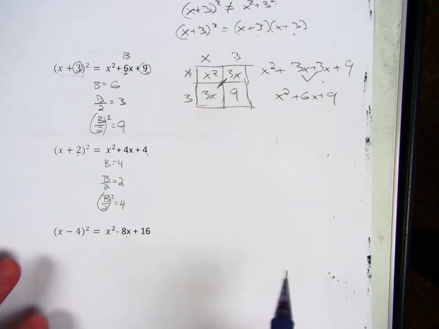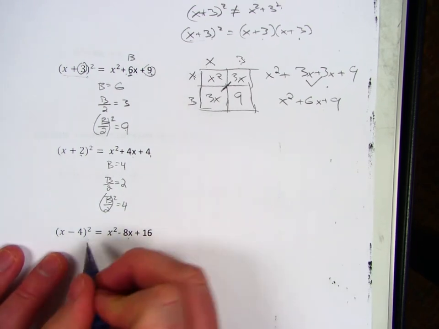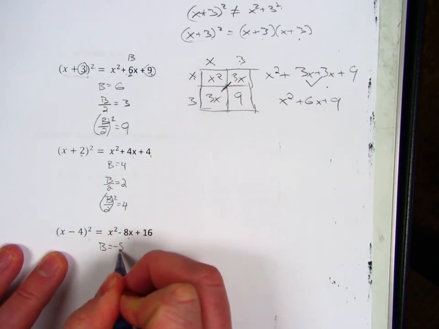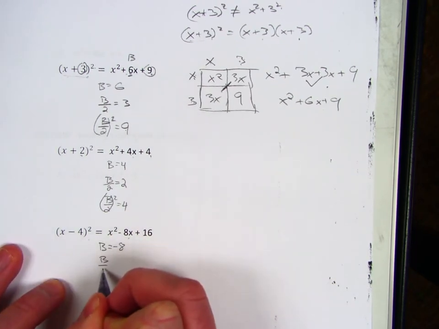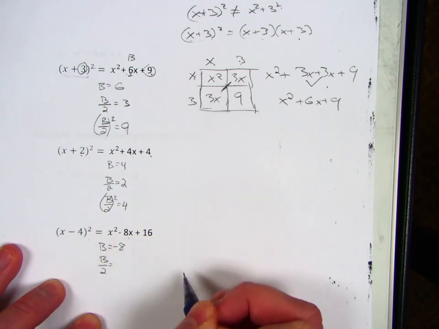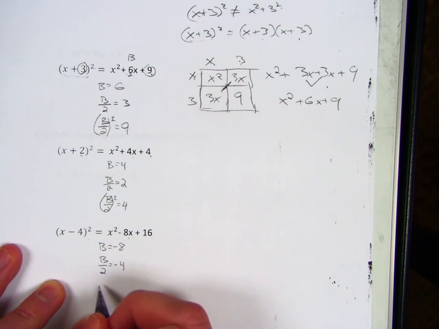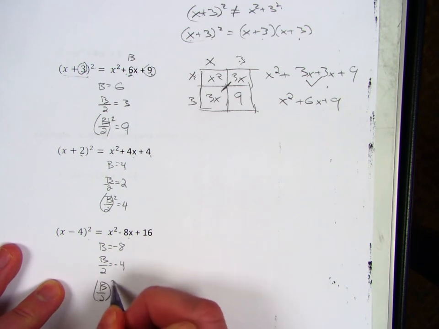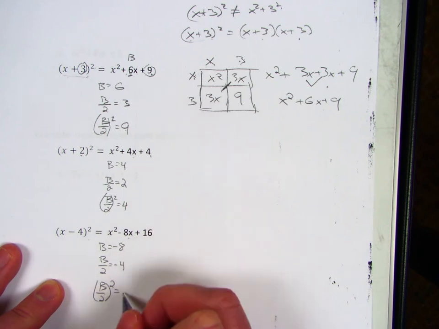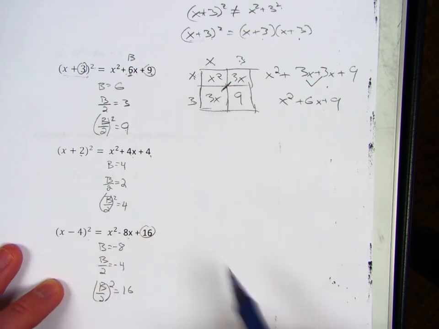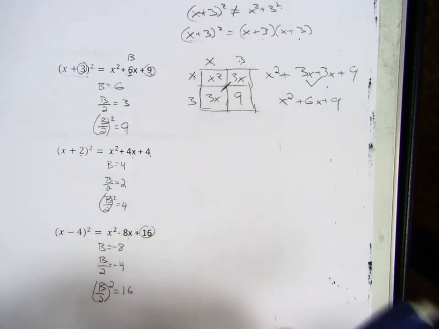And then if I look at my last example, my b value here is negative 8. So b divided by 2 is negative 8 over 2, which is negative 4. And b divided by 2 squared is negative 4 squared, which is a positive 16. Once again, it gives us our c value. So this is true for all of these perfect square trinomials.